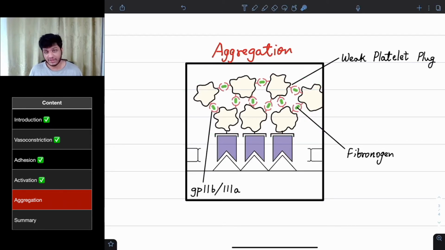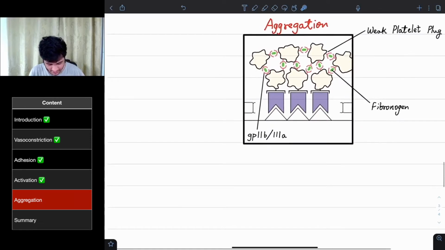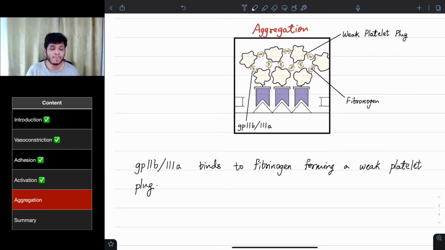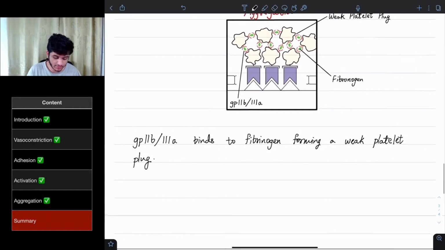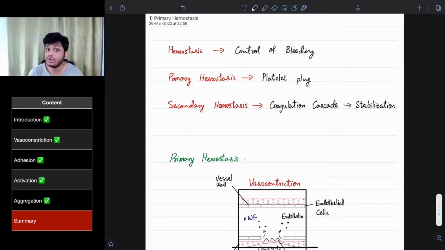So, the next lecture, which is secondary hemostasis, we'll talk about the stabilization of this platelet plug. And that is basically the coagulation cascade or the clotting cascade. So, let's write down before we move on to the next lecture. To summarize, primary hemostasis has 4 steps: vasoconstriction, adhesion, activation, and aggregation.